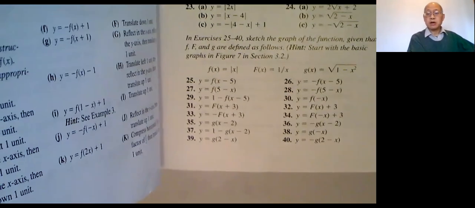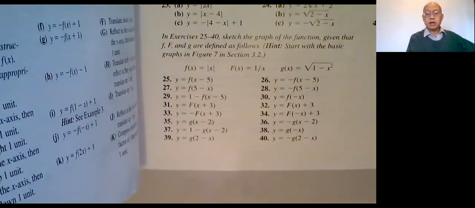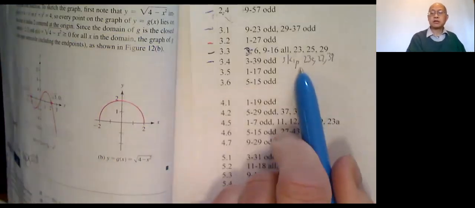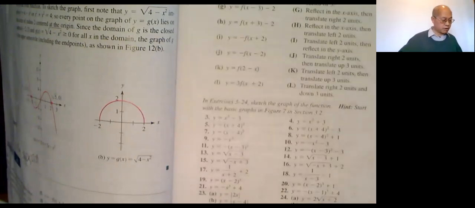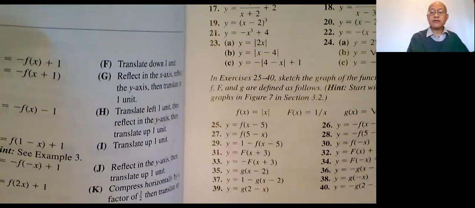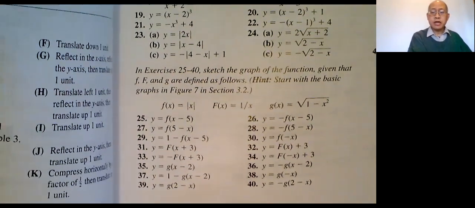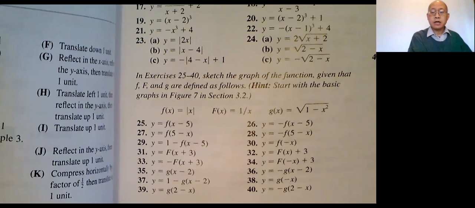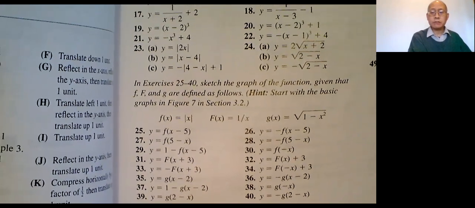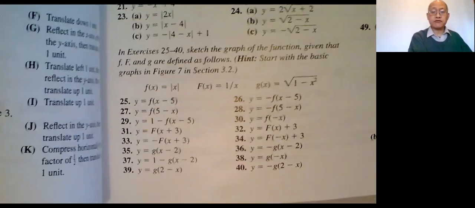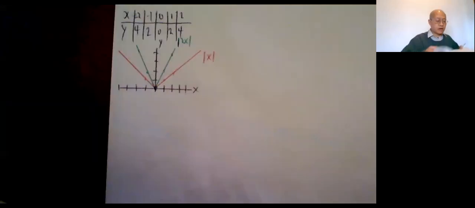Then some problems at the end, then I'm pretty much done with the section. So 25 to 39, I'll show you some of those. I got rid of some already, throwing out the harder ones. I will do 25, which is actually not that much different than 23b. They give us 3 functions: the absolute value function f of x, capital F of x is 1 over x, and g of x is square root of 1 minus x squared. They say start with a basic function and do whatever. So 25, please.